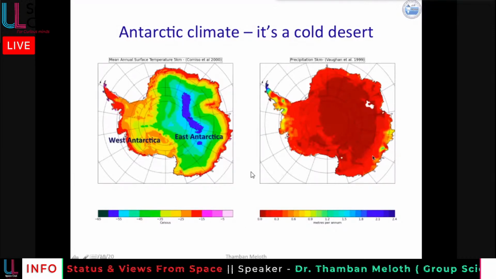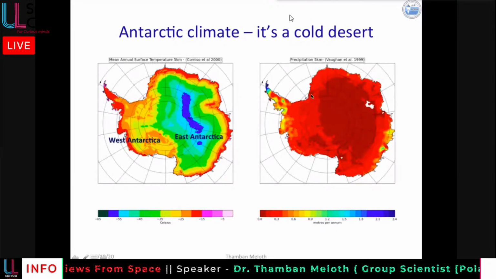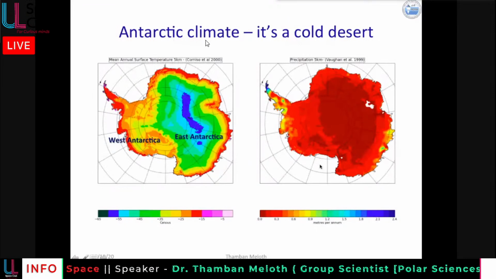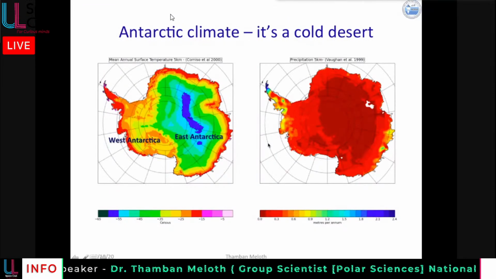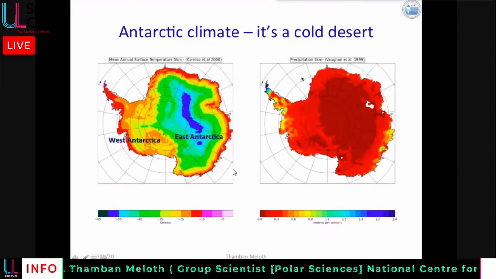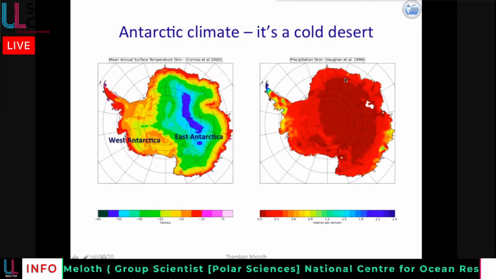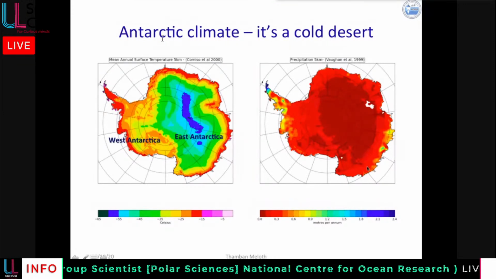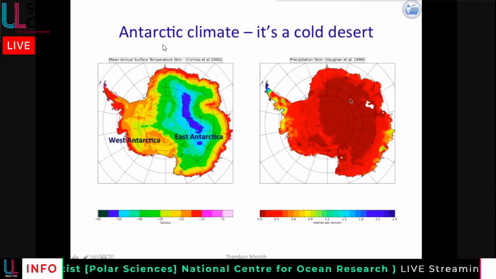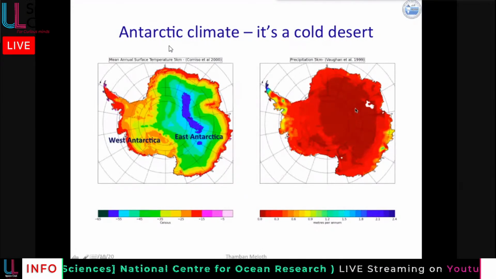So closer to the boundaries or the coast, you find higher precipitation, because in this region the ocean is warmer and provides moisture, and therefore you have more precipitation taking place along the coast. Whereas interior Antarctica, which is colder as well as higher elevation, does not have any precipitation at all.